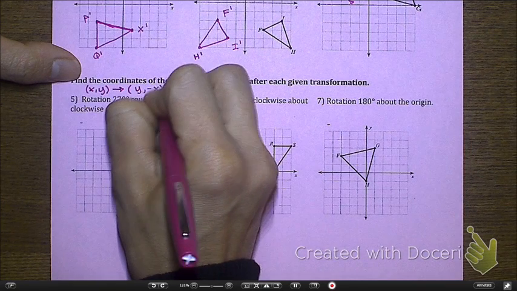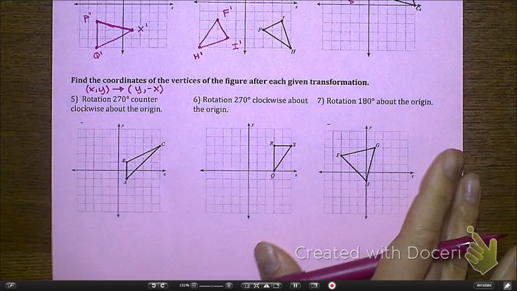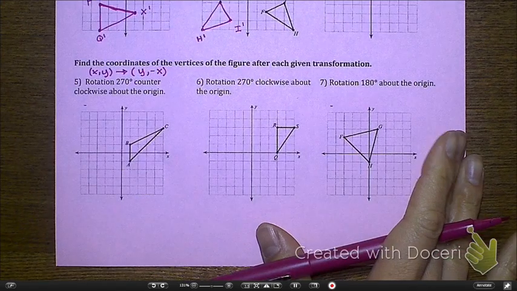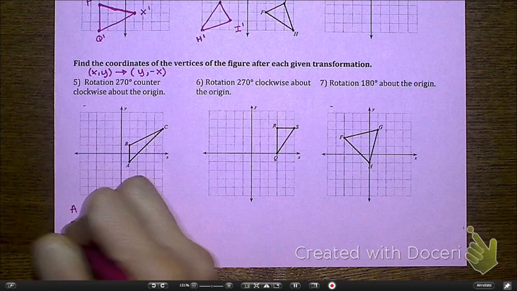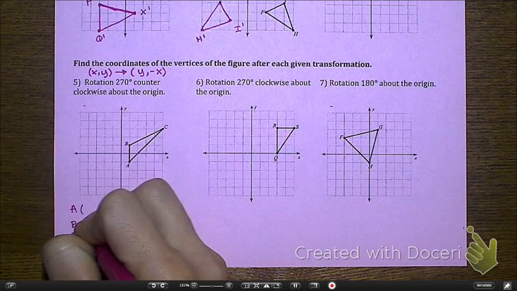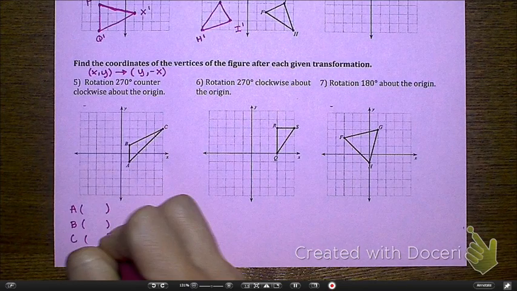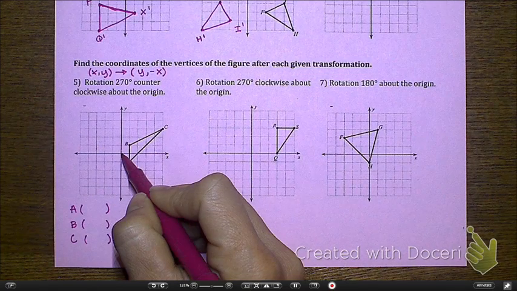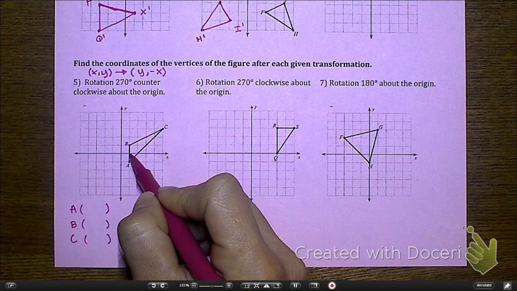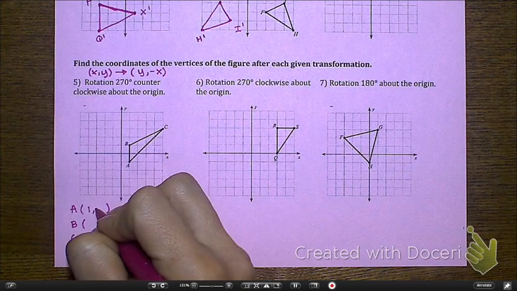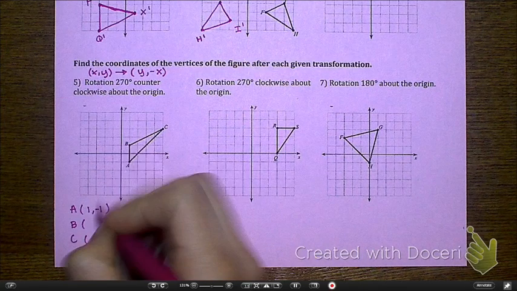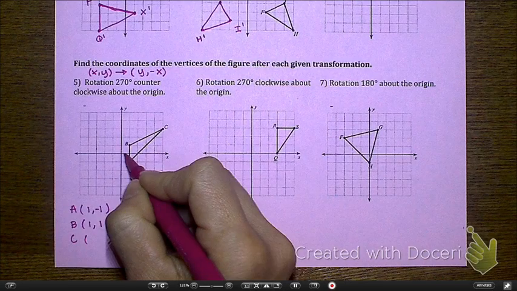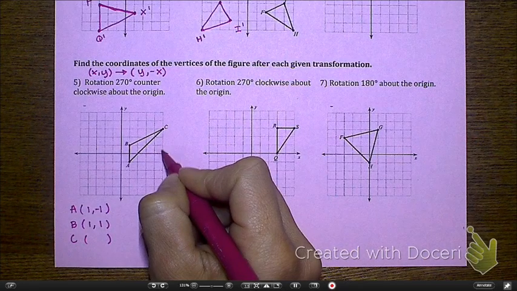To rotate using your rule, you're going to have to start out by listing all of your points, A, B, C, and each ordered pair for each point. So the ordered pair for A is (1, -1). The ordered pair for B is (1, 1). The ordered pair for C is (5, 3).